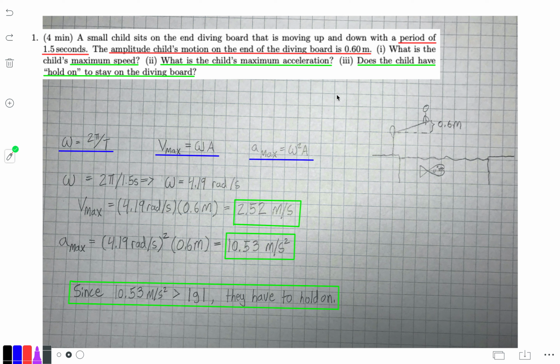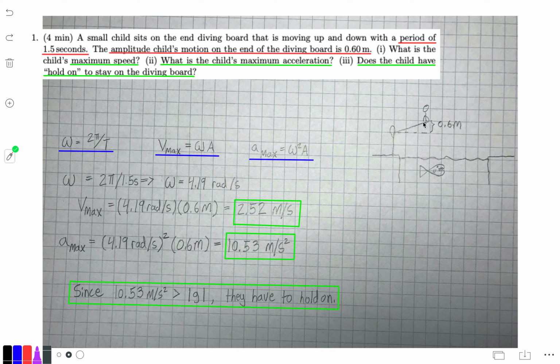And so our question is, does the child have to hold on to the diving board? So the answer is yes, and the reason we know this is because our acceleration is greater than the magnitude of the force due to gravity. So you can kind of think of it as the child is getting extended upwards on the diving board like they are now. If the force due to gravity was strong enough to keep them at an equilibrium point, then they would just be able to sit.